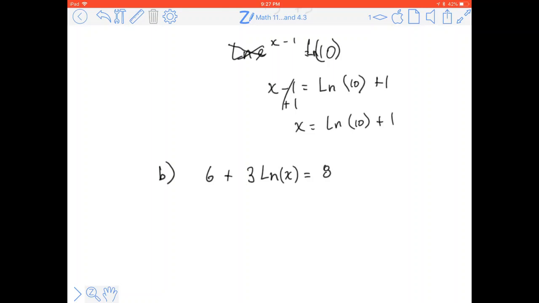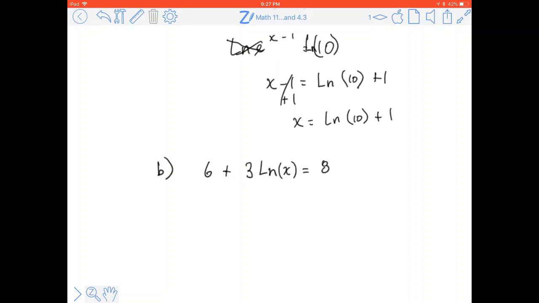Now the other type of equation that you'll see in the homework is one that already has a natural log in the equation. So it starts very similar. In order to get x by itself, we have to eventually cancel that natural log. Now in order to do that, we have to get the natural log expression, the term that involves a natural log, isolated. We need to get it by itself. So this term right here needs to be the only term on that side of the equation. So you got to subtract the 6.